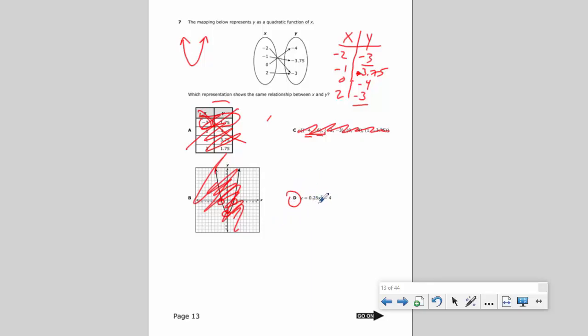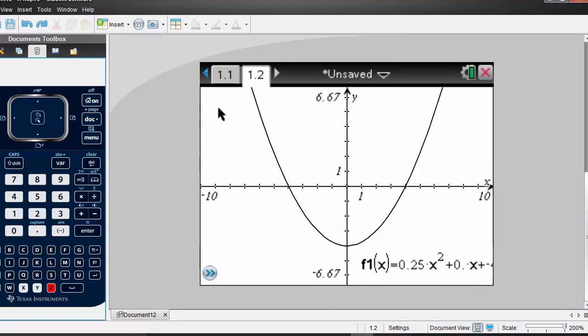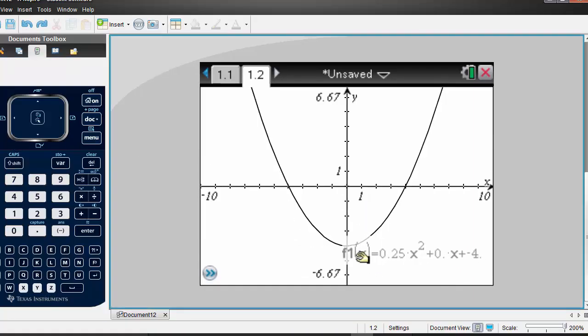Alright, and as a matter of fact, if you graph this equation onto the calculator, which is -0.25x squared minus 4, and I'll do that, it'll basically lay right on top of the graph I already have. So I'm going to get rid of this table, and I'm going to graph the function they gave me. That function they gave me actually matches the function I have. Let's go ahead and do another graph though.